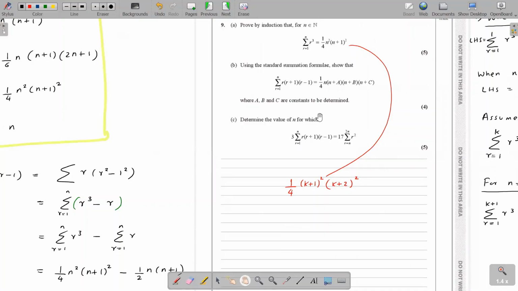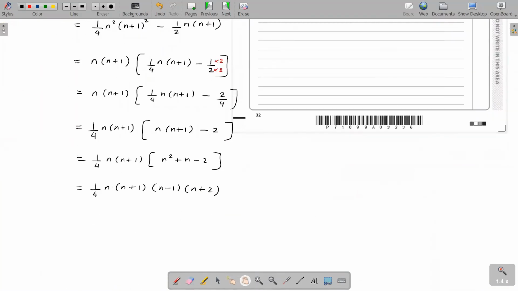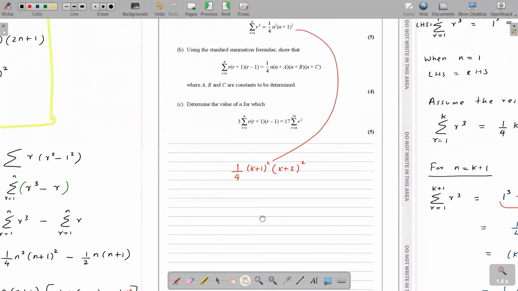1 over 4 n plus a, n plus b, n plus c, where a, b, c are constants to be determined. So a can be 1, b can be minus 1, c can be plus 2. Okay, is this clear? Then the next part.